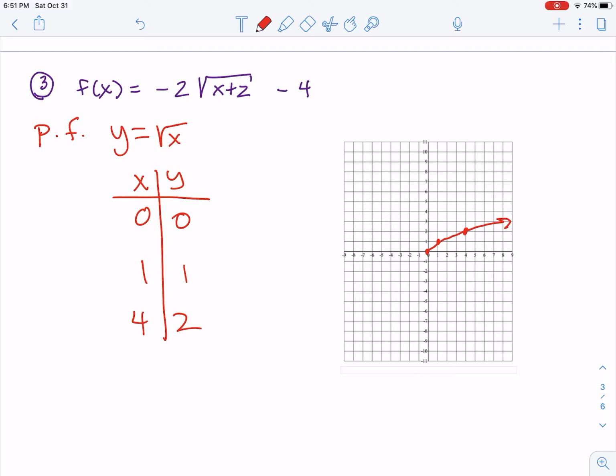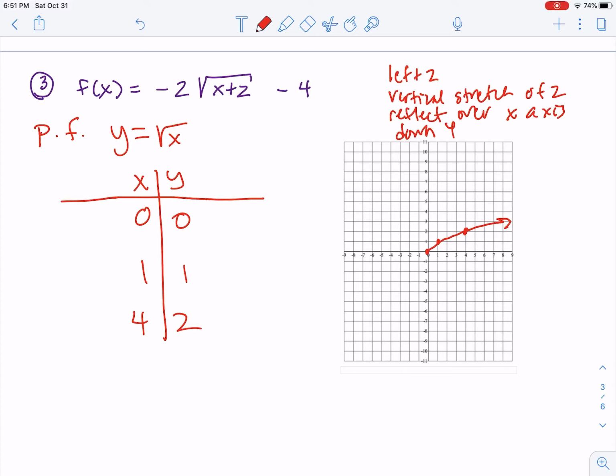All right, so what do I know? Transformations. Well, this one's going left 2. It has a vertical stretch of 2. It is reflected over the x-axis, and it's shifting down 4. Okay, so I'm going to take each point and do that transformation. So if I go left 2, that means I'm going to subtract 2 from the x value.